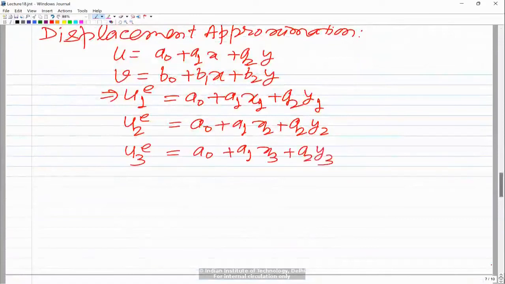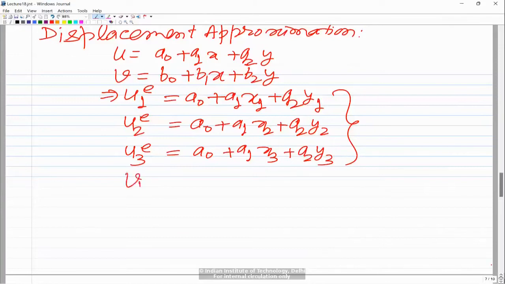When you look at this alone, the solution is similar to the heat conduction problem, the way we solved for the constants a0, a1, a2, and then expressed the temperature in terms of area coordinates and the nodal degrees of freedom. The same thing we can do here. Similarly, for v also you can do the same thing. The form of equations is going to be the same.